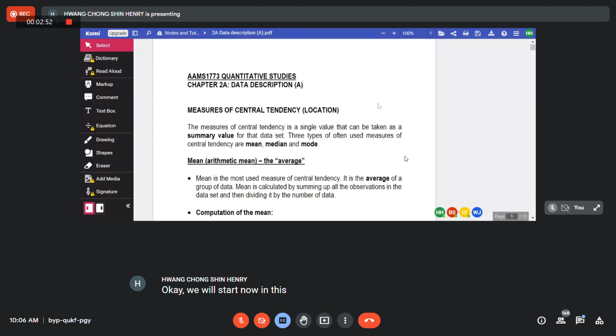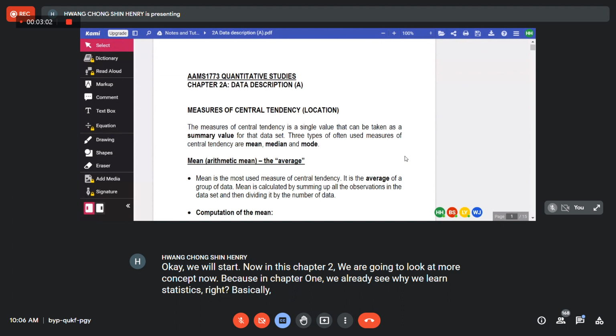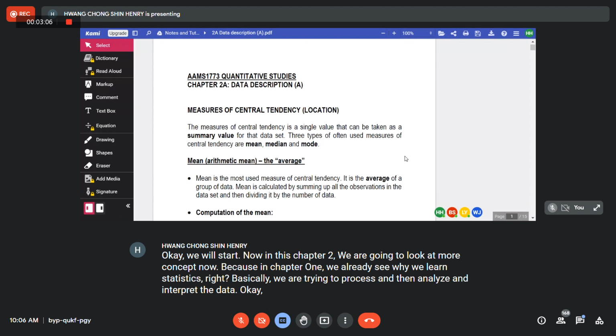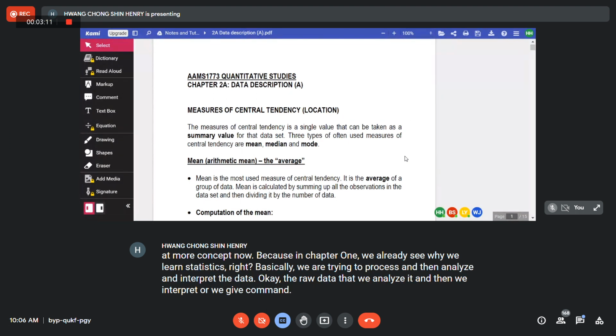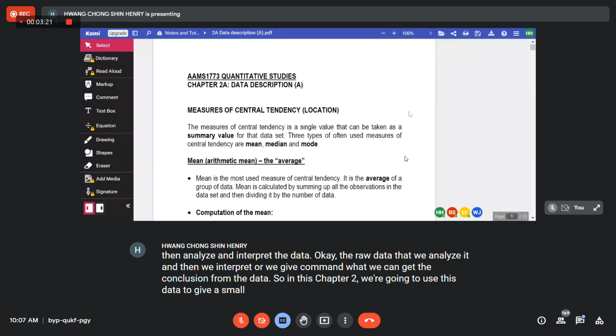In this chapter 2, we are going to look at more concepts. In chapter 1, we already saw why we learn statistics. Basically, we are trying to process, analyze and interpret the data. We analyze the raw data and then interpret it, or give comments on what conclusion we can get from the data. So in this chapter 2, we're going to use this data to give us more explanations as well as indications of the relevant information.